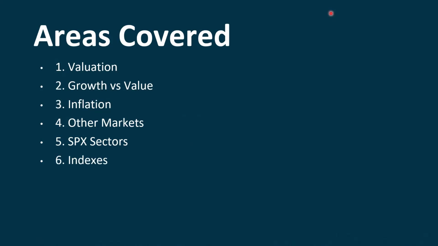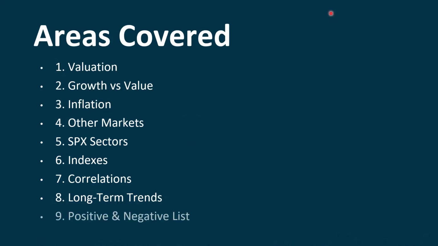Then we look at some other indexes. Some of these are other stock indexes, some of them are different sectors, just to see what's happening throughout the market. Then we look at some correlations. We look at how certain asset classes are correlating with each other. That sometimes can give us some insight. And then I finish up by looking at some very long-term trends. At the end, however, this is new to me here. I have a list of those things that are positive and then those things that are negative.